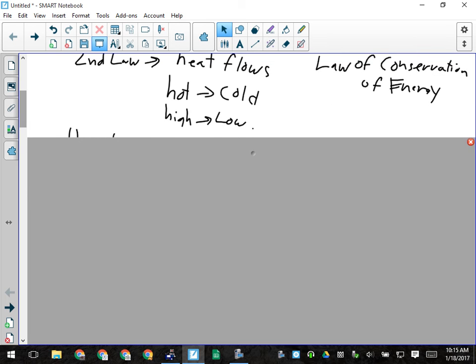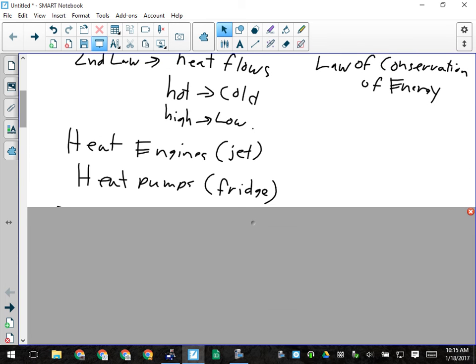All right, so this is heat engines and heat pumps. Those are 2 examples. Again, this is probably multiple choice territory where you'd be asked to identify, here's a description of a piece of technology. Is it a heat engine or a heat pump, or which law of thermodynamics is being applied here?